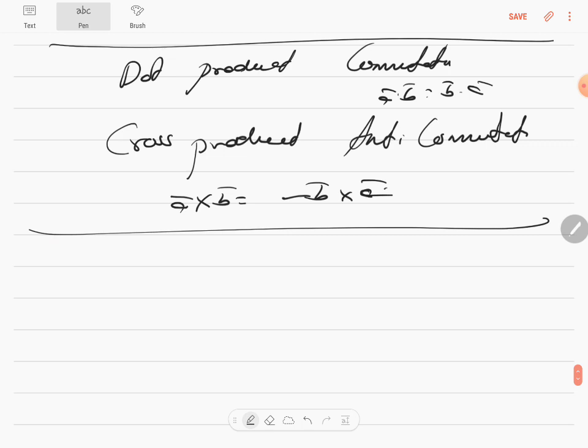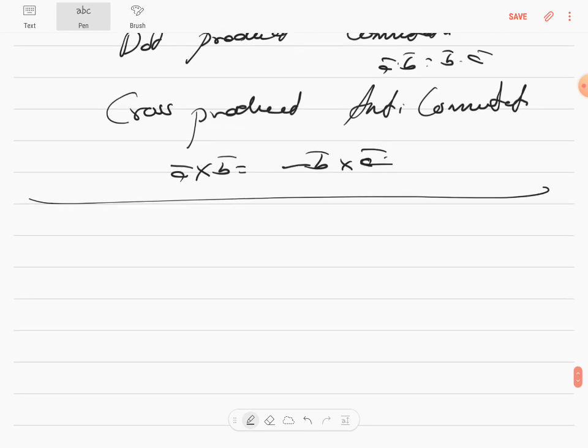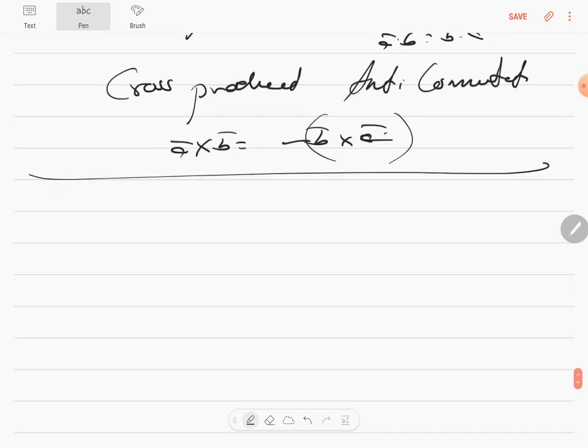Okay, they are not the same value. So A cross B is minus B cross A. It's anti-commutative.